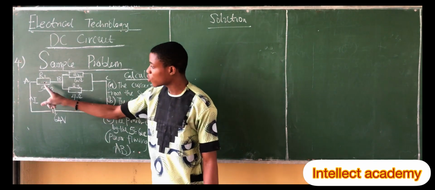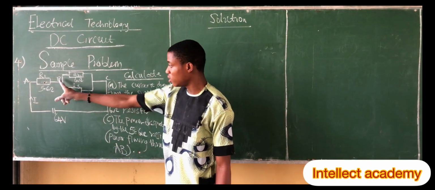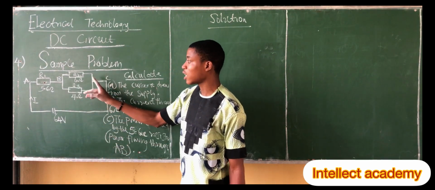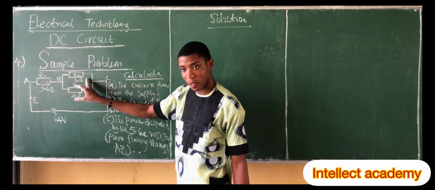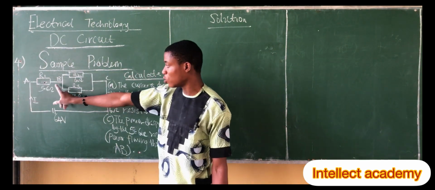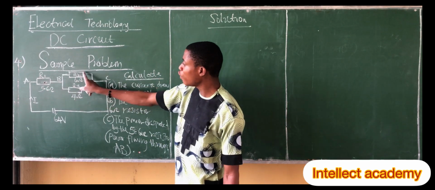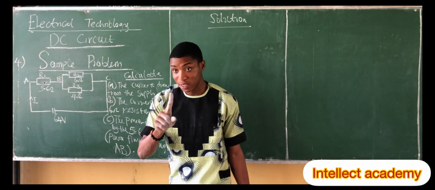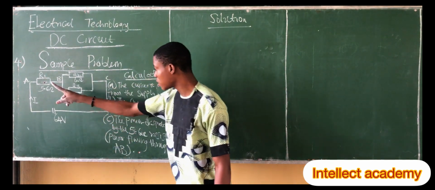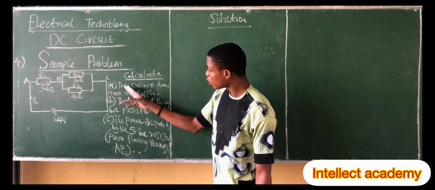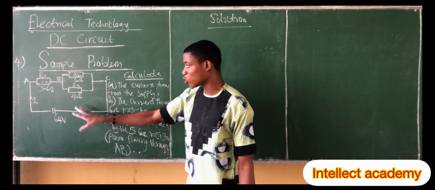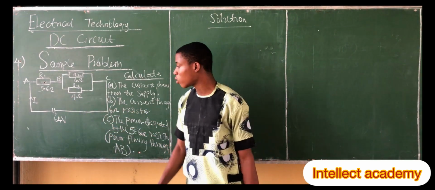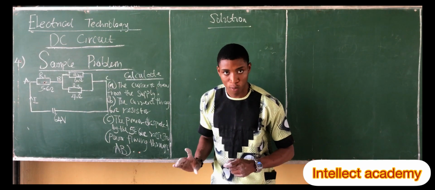When you look at this circuit, this is point A, this is point B, and this is point C. From point B to point C, it is assumed to be in parallel. From point A to point B, it is in series. If you resolve this to an equivalent resistor, it's going to give you one. Okay, now let's do that. The first step is to calculate the current drawn from the supply, which is the total current in this circuit. We need to calculate the equivalent resistor first of all.